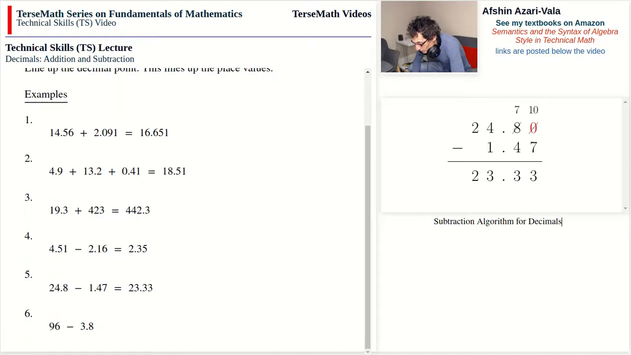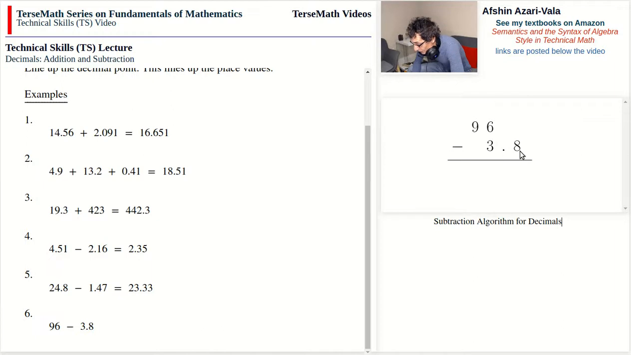Okay, one more subtraction problem. 96 minus 3.8. And what's special about this problem is that one of the numbers again doesn't have decimal digits. 96. But again, you can think of the decimal point as being on the right end of 96, and therefore we line the problem up like this. The decimal point in 96 is here, and we line the decimal points up.